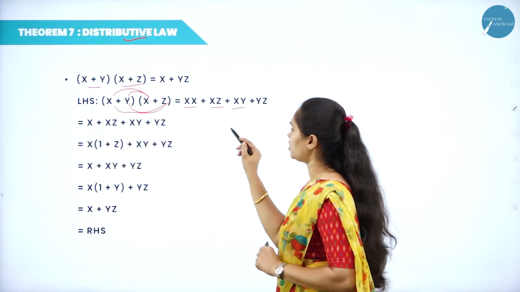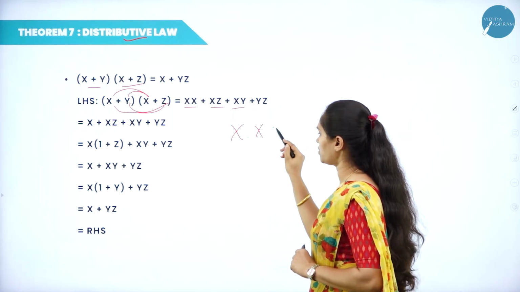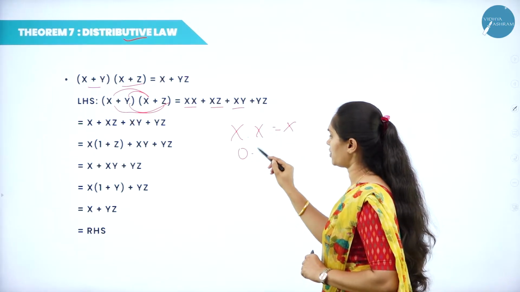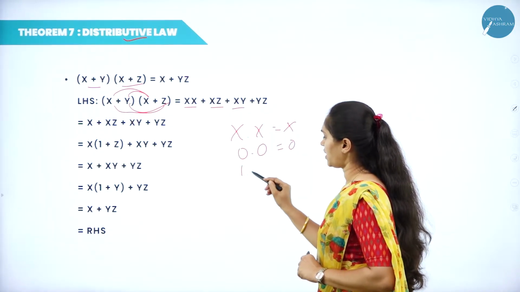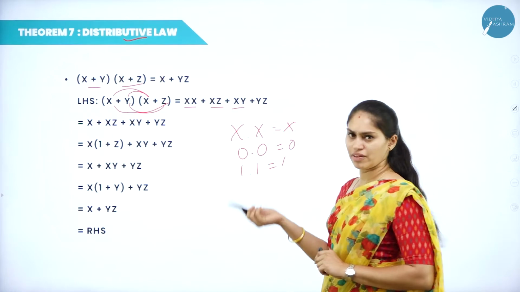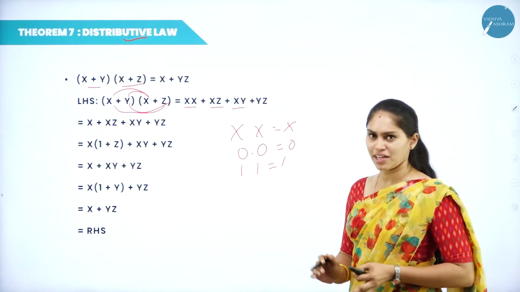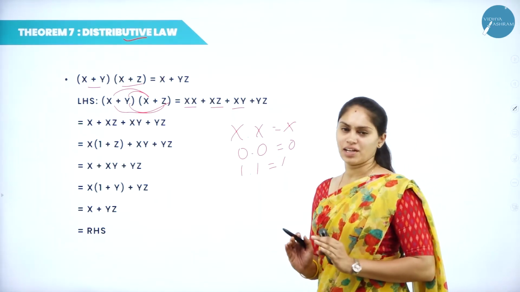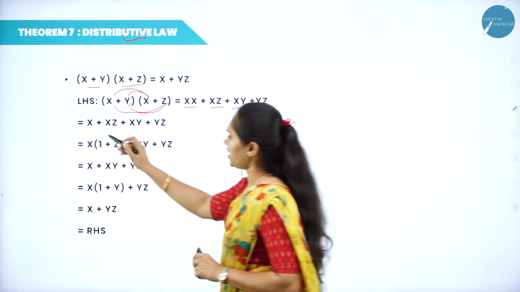After this, as we all know, x into x is going to give you x. For example, 0 into 0 will be 0 and 1 into 1 will be 1. So if I multiply the same variable with the same variable, we are going to get that variable only. So x into x will be x here.